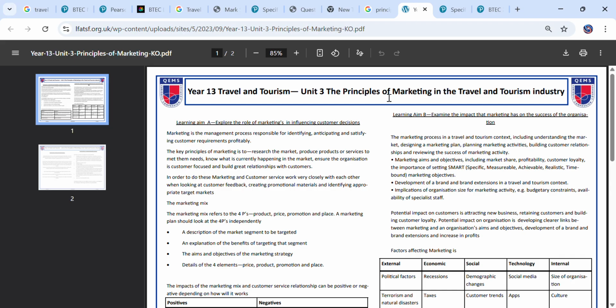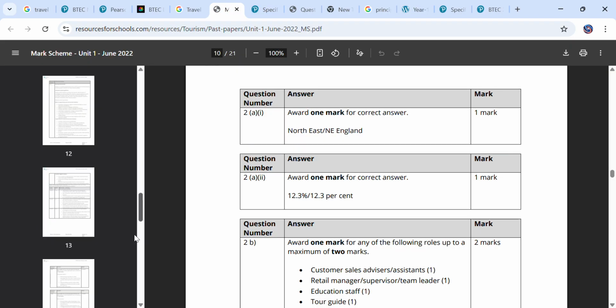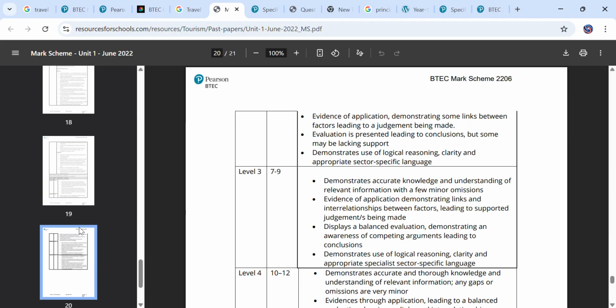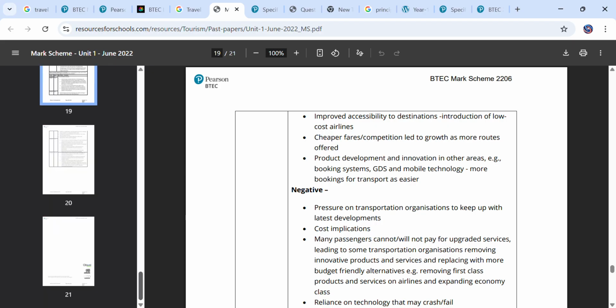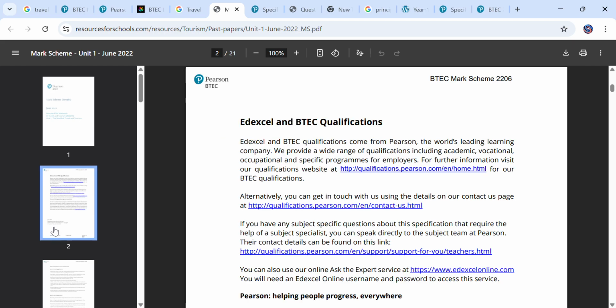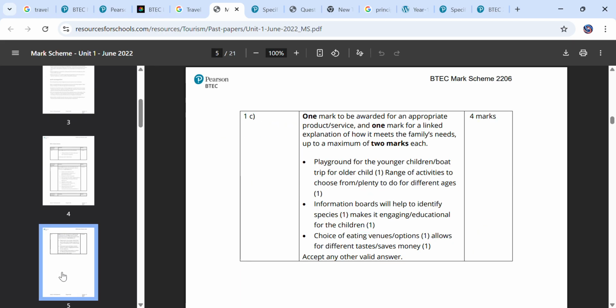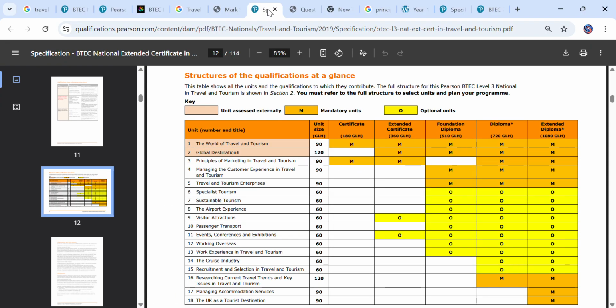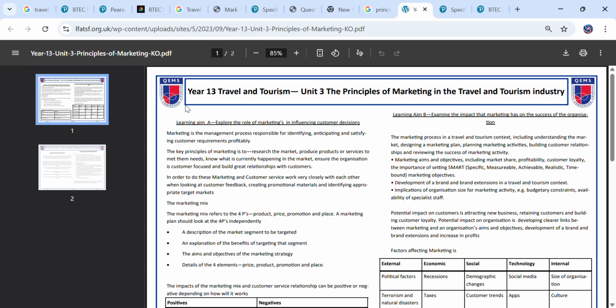So after you do the exam, the exam is approximately, I think it's out of 90 marks. I think. Let's see how many marks. Okay, so unit size 90. So I think it's out of 90 marks. And yeah, and then you also have the principles of marketing in travel and tourism.